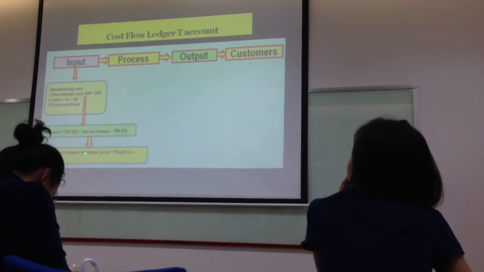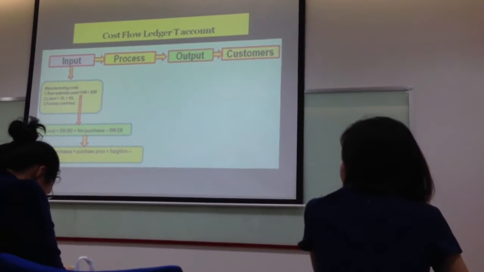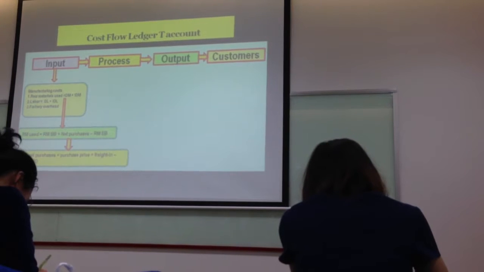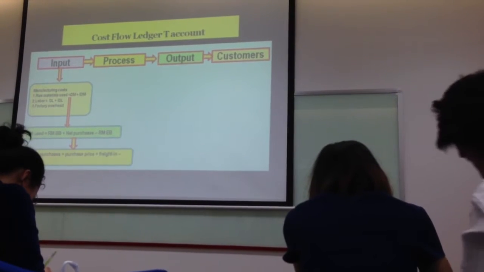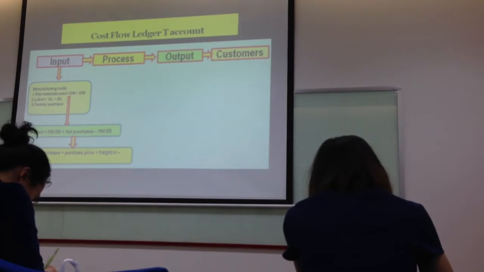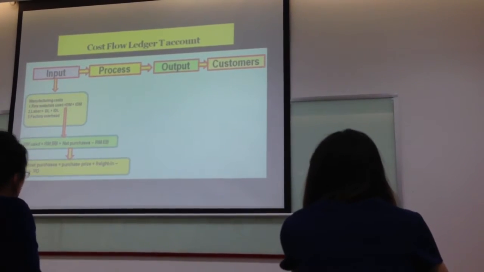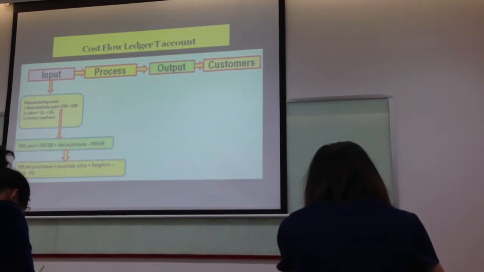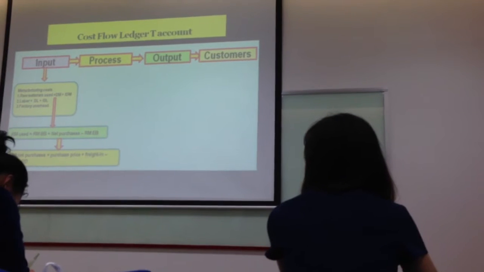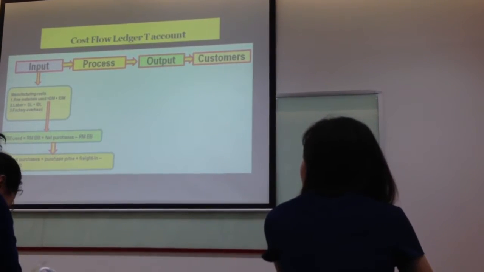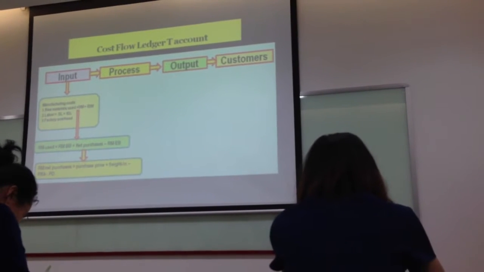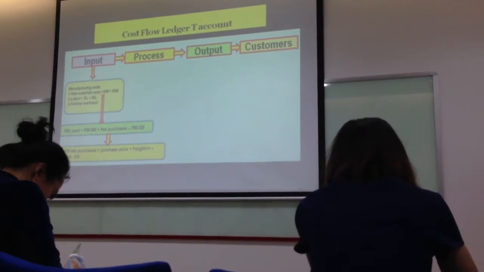So net purchase comes from purchase price plus trade in, minus PRA, minus PD. What is PD? Purchase discount. PD is purchase discount. PRA is? Purchase return and allowance. Purchase return and allowance.